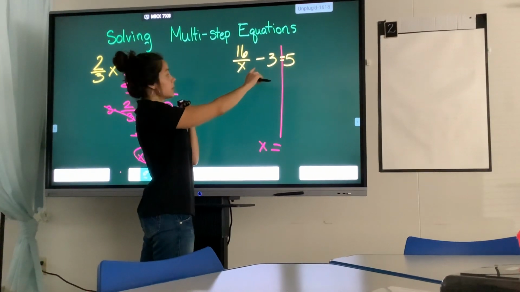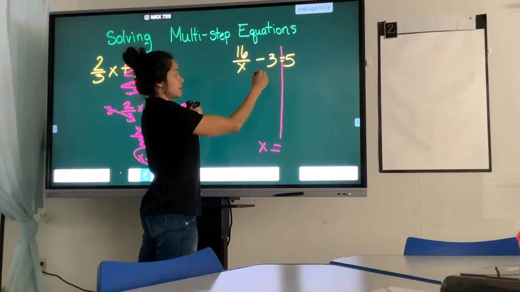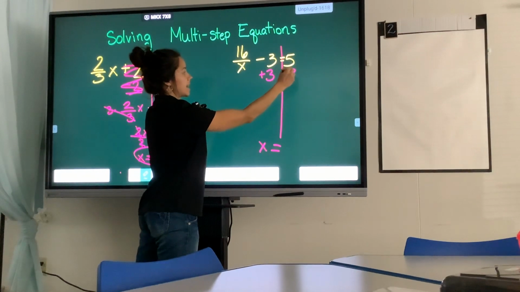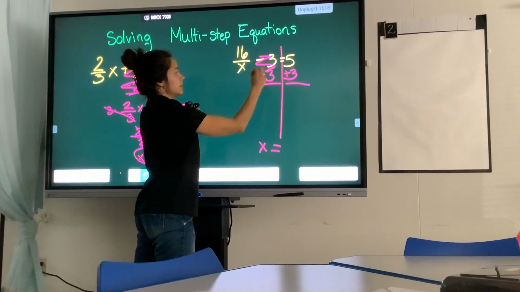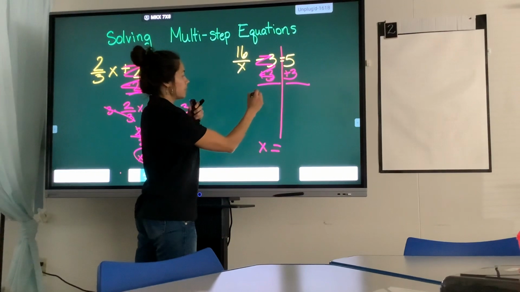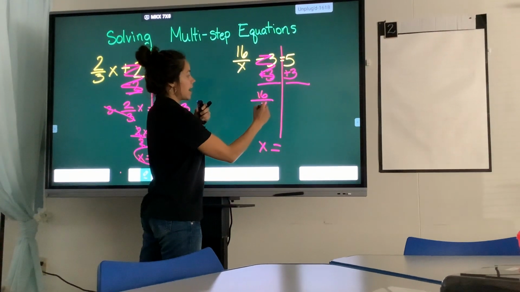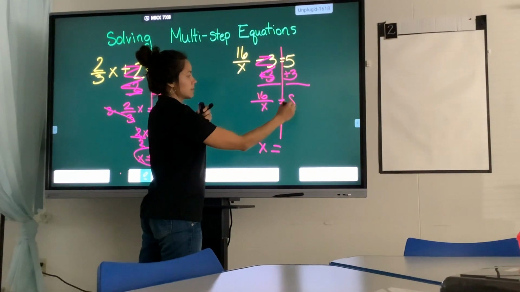So we want to undo this minus 3. The opposite of subtracting 3 is adding 3 to both sides. That's going to become 0, cancel out. We will have 16 divided by x equals 8.